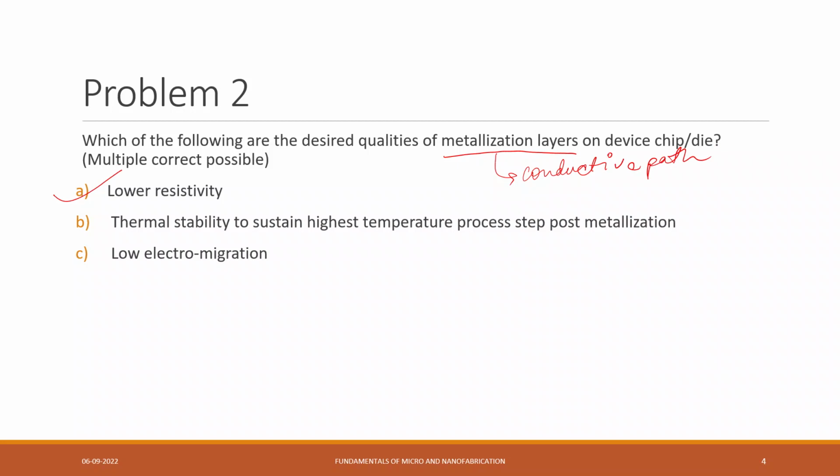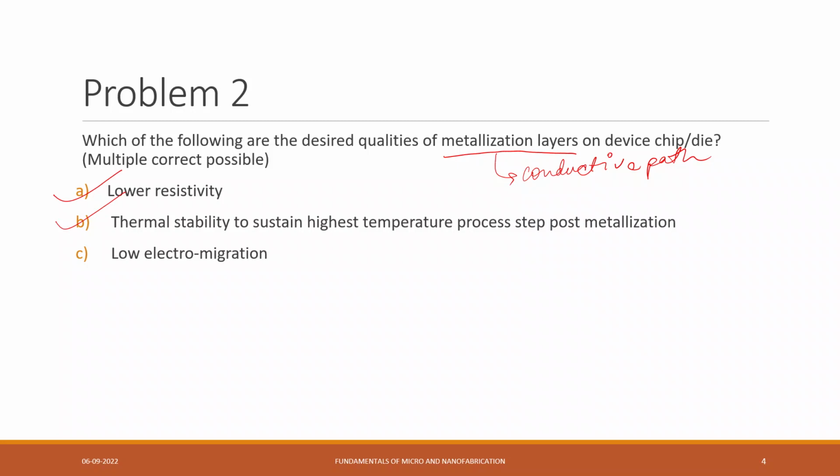The next thing is thermal stability to sustain high temperature processes post metallization. It's very rare that such devices have only one process of metallization. Complex devices nowadays, like these transistors, have multiple layering processes, multiple metallization processes. So it has to sustain high temperature processes. Its thermal stability to sustain high temperature is one of the important things.